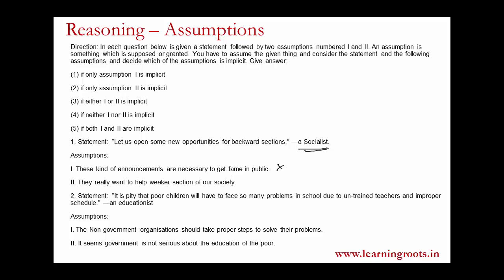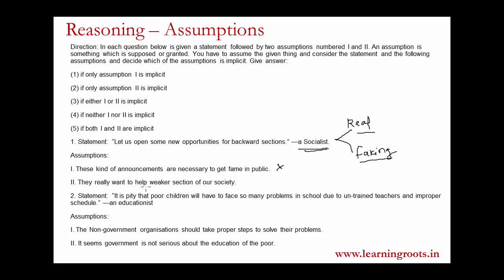Now let's go to the second statement. They really want to help weaker section of our society. Again, this is branching. If this socialist means something, there will be two things: either he would really mean whatever he has said, or he would be faking it. We do not really know if he is real or faking, so we cannot take a stand, and we cannot say that one of them is implicit.